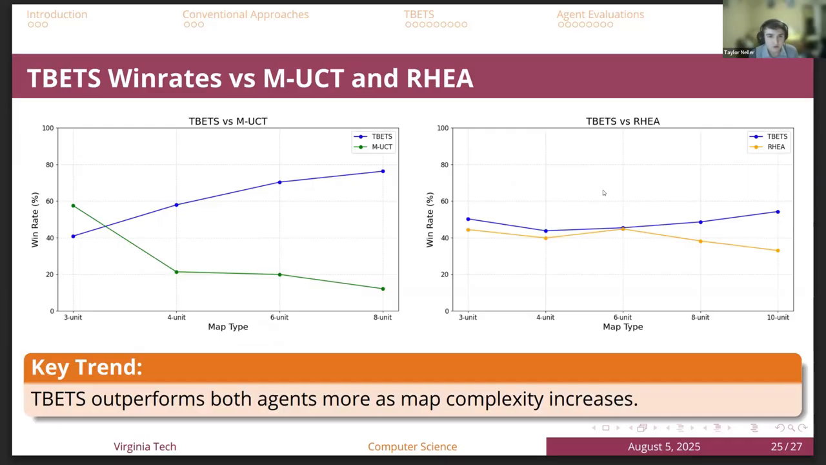Yeah, so we actually see that the Monte Carlo tree search performs better than T-bets on the small maps, and you would kind of expect that because as the games get closer to chess and other games that we know have limited branching factors and less complex states, we know that Monte Carlo tree search is good.